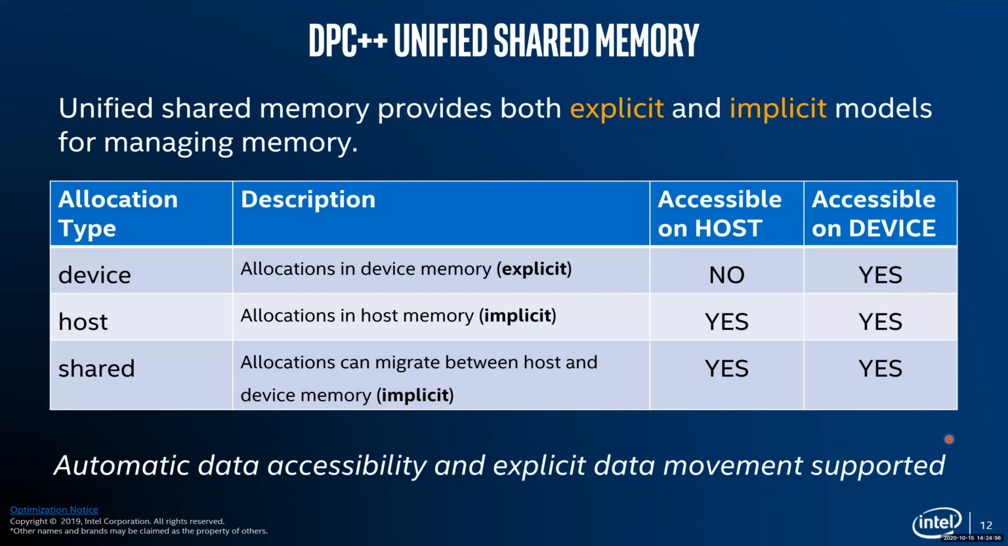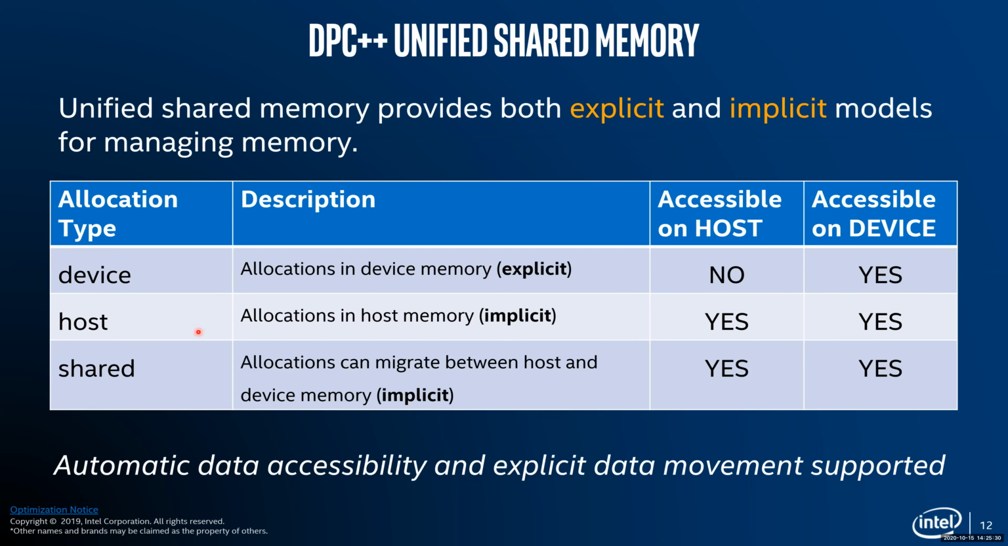So mainly there are three types of unified shared memory. One is device allocation, host allocation, and then there's shared allocation. So the device allocation is mainly used when we need explicit control of memory movement. Here, if we do device allocation, the allocation is on the device and is accessible only on the device. The host does not have access.